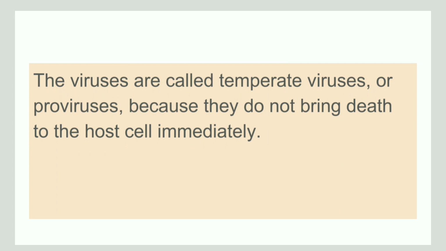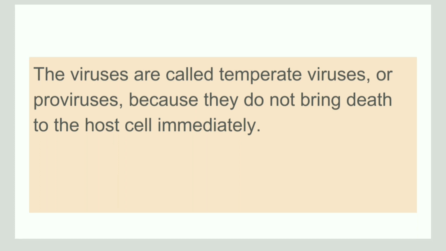These viruses are called template viruses or proviruses, because they do not cause the death of the host cell immediately. The different ways in which a virus is released from a cell are: first, biochemical exhaustion; second, budding; third, the lytic cycle; and fourth, the lysogenic cycle. These are the ways in which a virus is released.